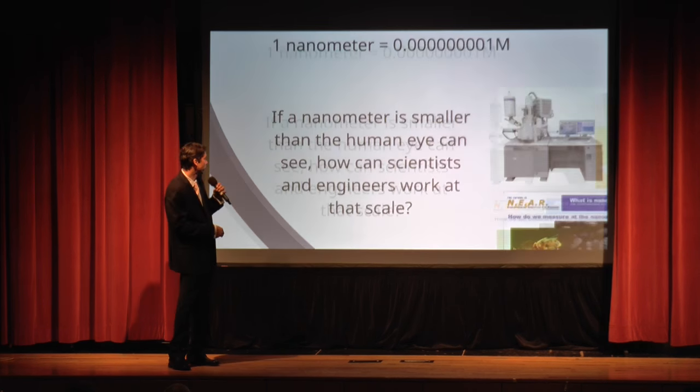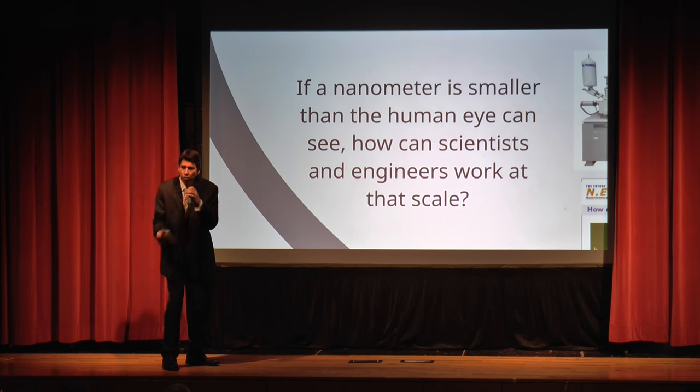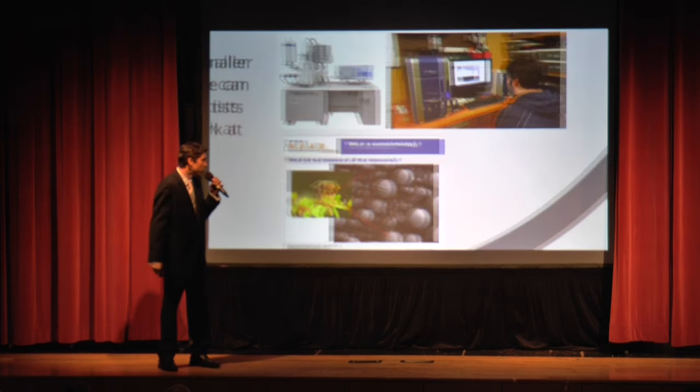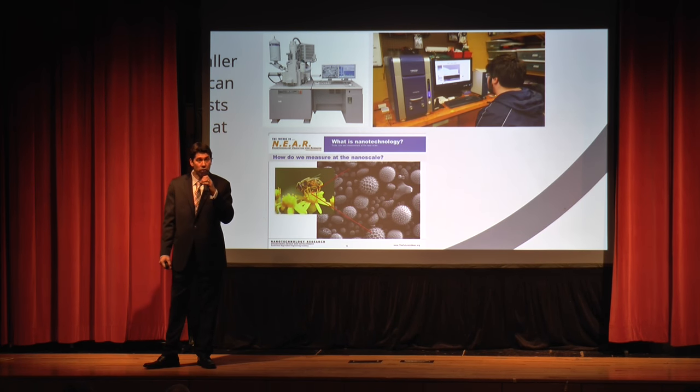Pretty interesting. So if a nanometer is so small, how can we see something that small? We can't see it. We can't use an optical microscope like we do in chemistry. We use something called a scanning electron microscope. It uses electrons to image something, not light, which is really cool. These students have had their hands on one of these.